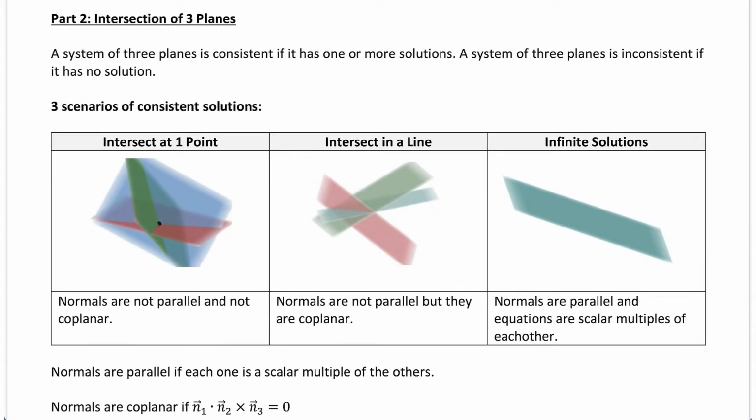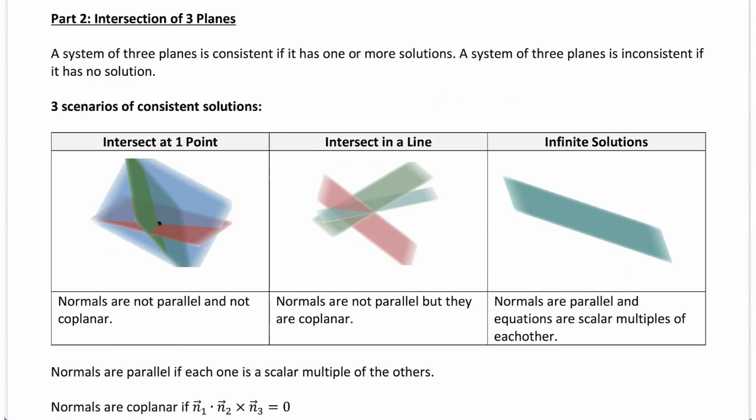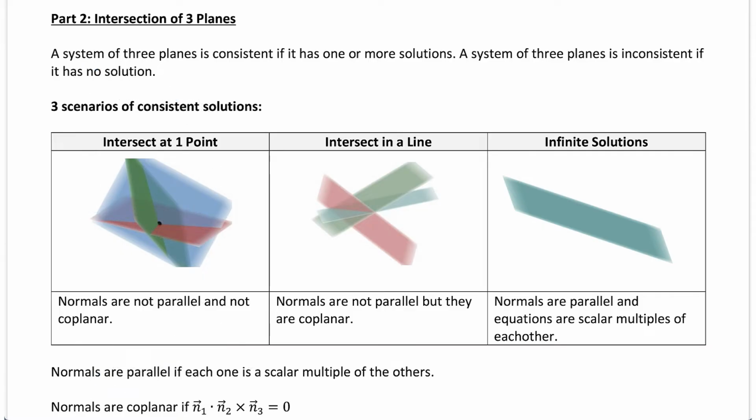In part 1 of this lesson, I taught you how to find the intersection of two planes. And we learned that two planes, if they intersect, are going to intersect in a line. What we're going to do in the second part of this lesson is look at how three planes can intersect. And we'll start this part of the lesson off by looking at the consistent solutions we could have when we have a system of three planes.